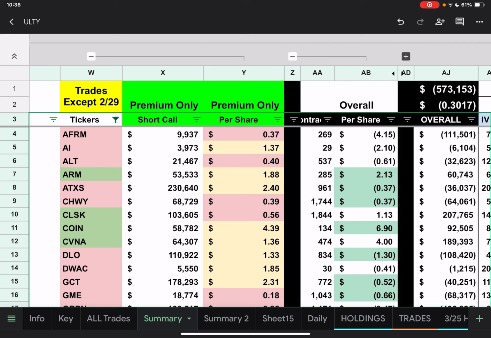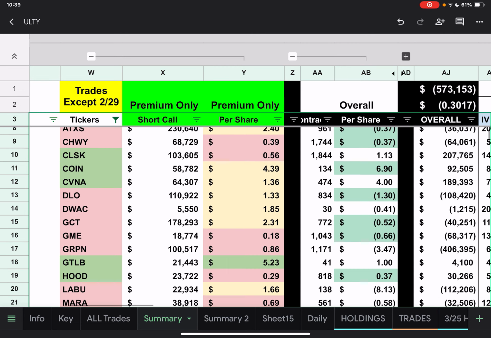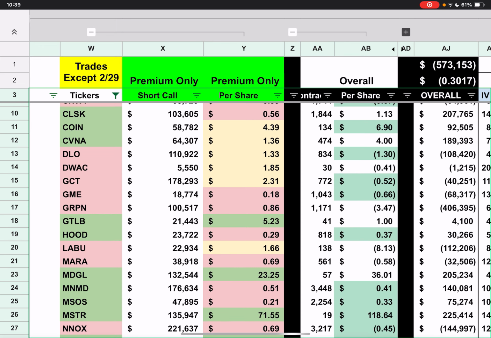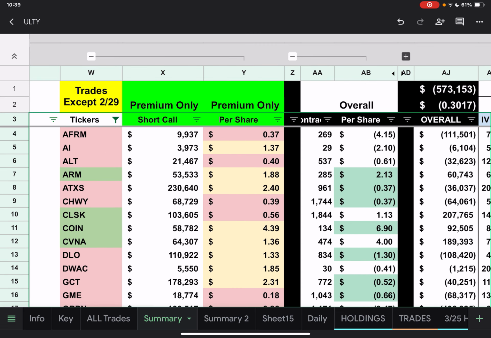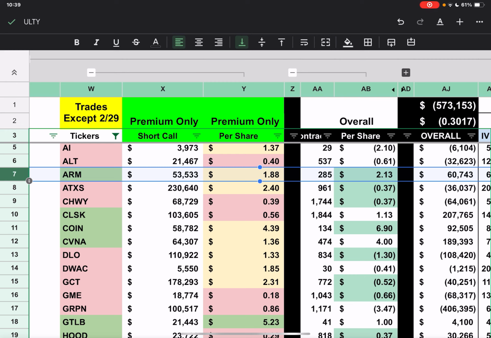So what I did here, if it was less than $1, I made it red. If it was $1 to $5, I think I made it yellow. Yeah, I see 4. And if it was more than $5, then I made it green. So you can see all the color codes. So yeah, we have 5, 23, 71. So that's what the colors are in column Y. Now the colors in column W were the ones that actually were green overall. So if we're looking at ARM here, you can see overall it actually made $2.13.